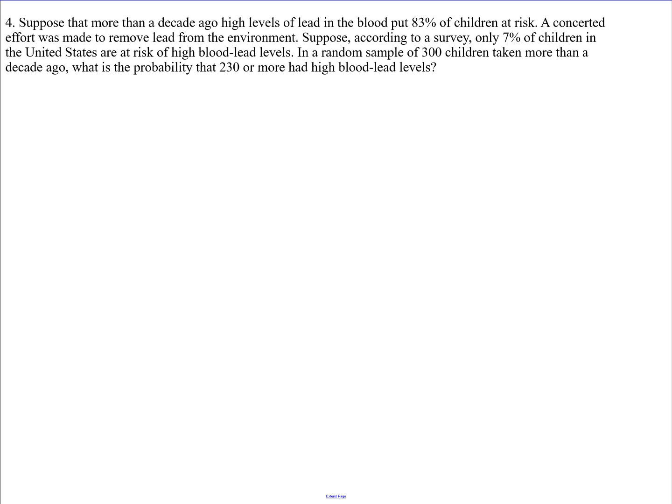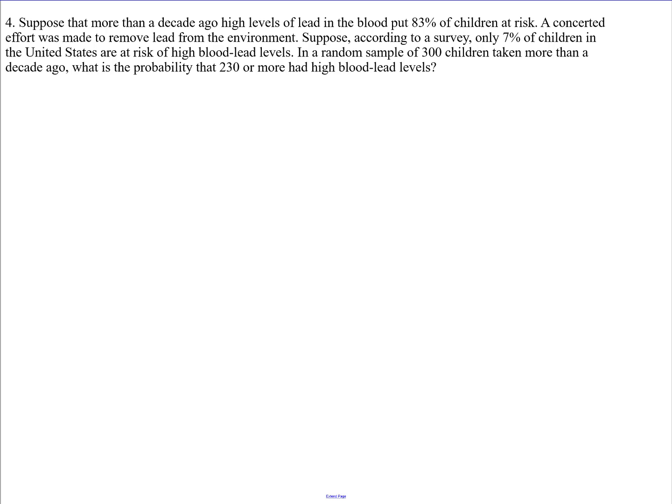Okay, so looking at number 4, our question tells us to suppose that more than a decade ago, high levels of lead in the blood puts 83% of children at risk. A concentrated effort was made to remove lead from the environment. Suppose, according to the survey, only 7% of children in the United States are at risk of high lead levels. In a random sample of 300 children taken more than a decade ago, what is the probability that 230 or more had high blood lead levels?